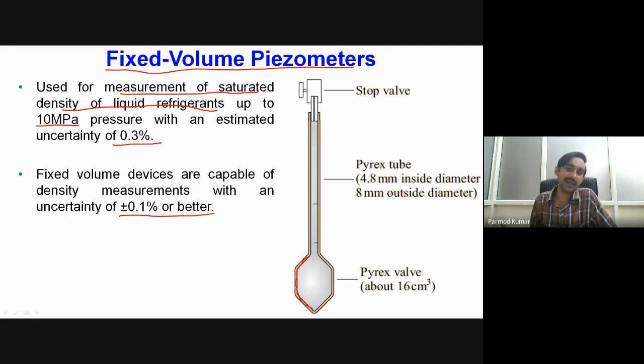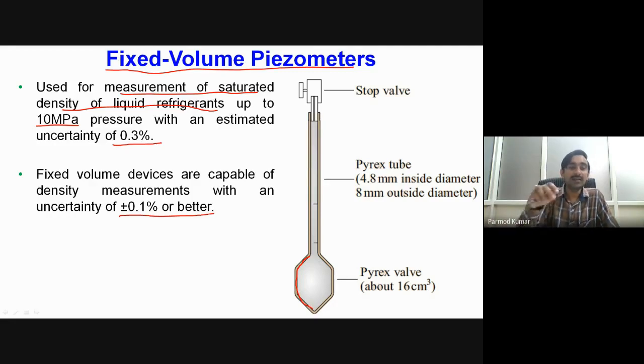Obviously, any device can perform better, but the only point is that while we are doing the experiments, one should be carefully knowing about all its procedure and following all the guidelines. In that case, what will be happening? Accuracy of the device obviously will be better.